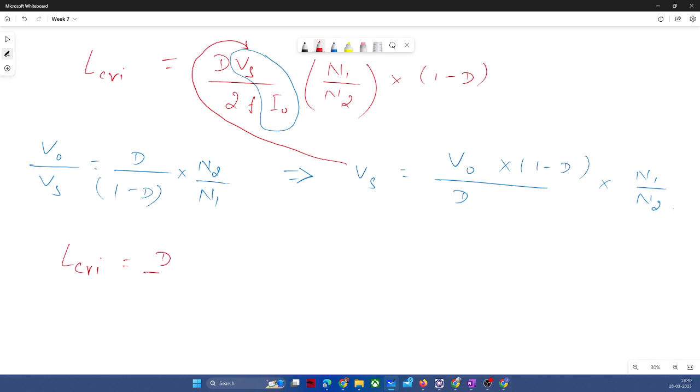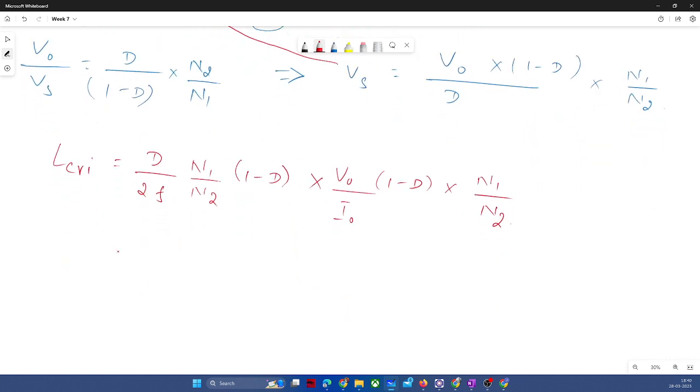So the expression is d by 2f, n1 by n2 into 1 minus d. Now I will bring back the value of Vs in terms of V naught. So V naught by I naught into 1 minus d into n1 by n2. Now you combine, so n1 by n2 and n1 by n2 will become n1 by n2 squared, and this term as well, 1 by 1 minus d into 1 minus d, will become 1 minus d squared. So n1 by n2 squared into 1 minus d squared and 2d by 2f.